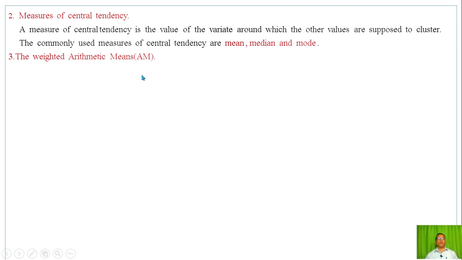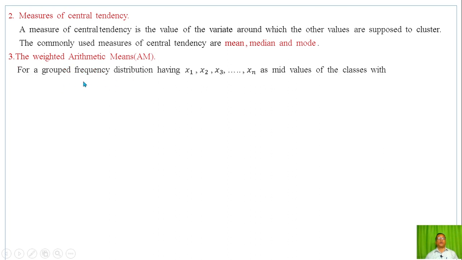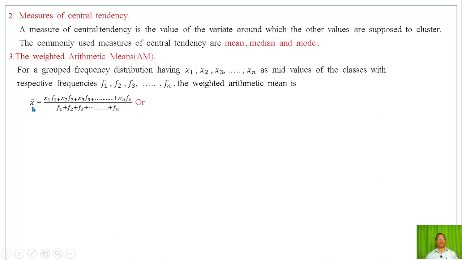The weighted arithmetic mean or AM. For a group frequency distribution having x1, x2, x3, xn as mid values of the classes with respective frequencies f1, f2, f3, so on fn, the weighted arithmetic mean is denoted by x bar, which is equal to x1 into f1 plus x2 into f2 plus x3 into f3 plus dot plus xn into fn, whole divided by f1 plus f2 plus f3 plus dot plus fn.